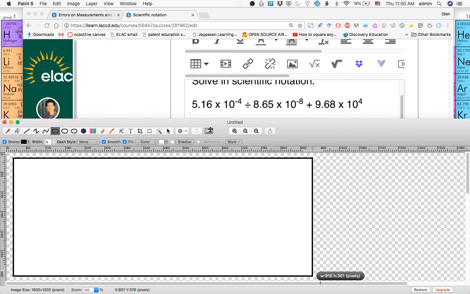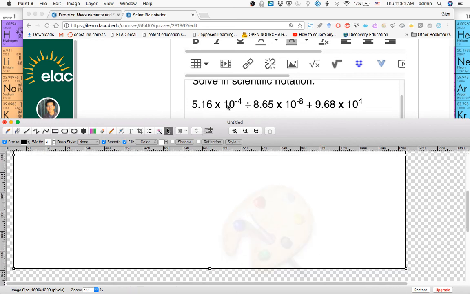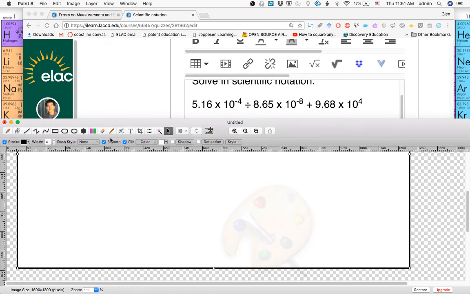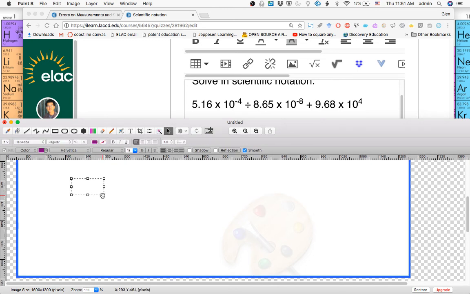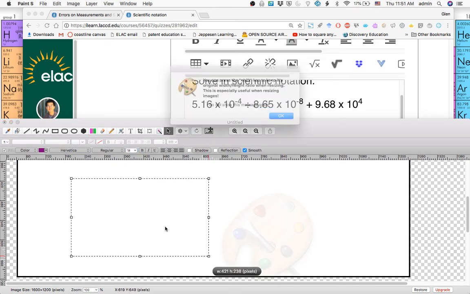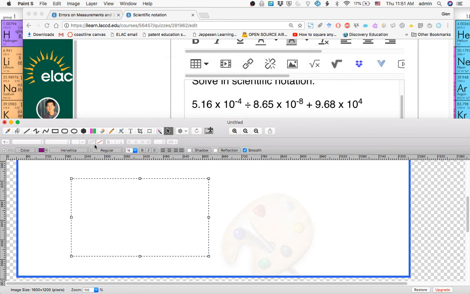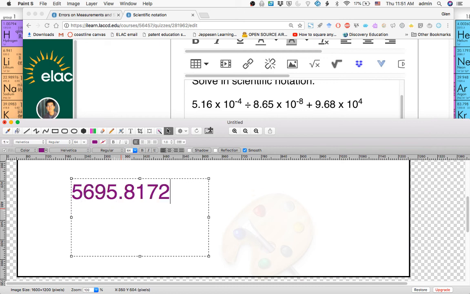So when you do this on your calculator, 5.16 times 10 to the negative 4 divided by 8.65 times 10 to the negative 8, the answer that you get is 5,965 point something. But see, there are only three significant figures here: 1, 2, 3, 1, 2, 3. So this division problem has to be rounded.